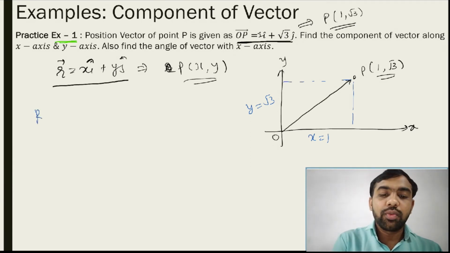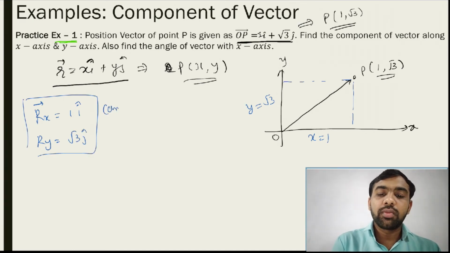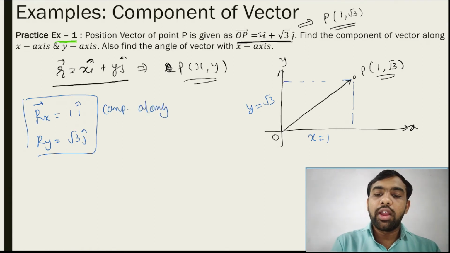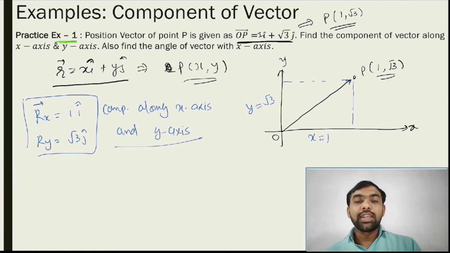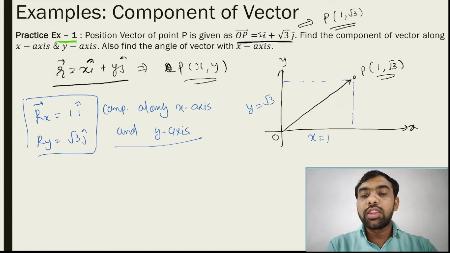So what is rx? rx is equal to 1i. What is ry? ry is √3j. So that is the component along the x axis and y axis. Okay, second one, also find the angle with the x axis.